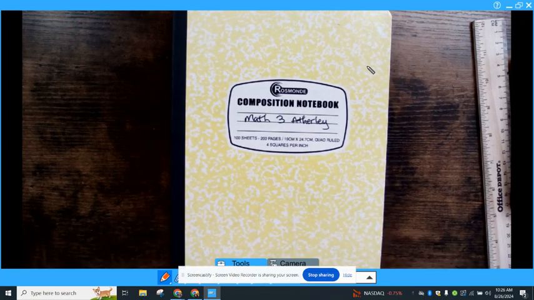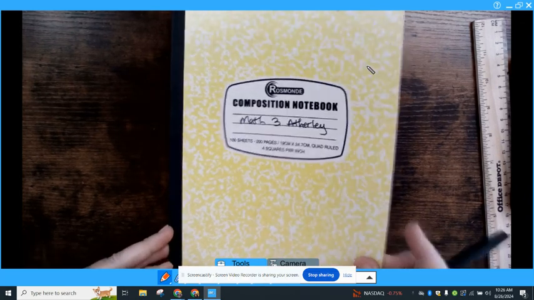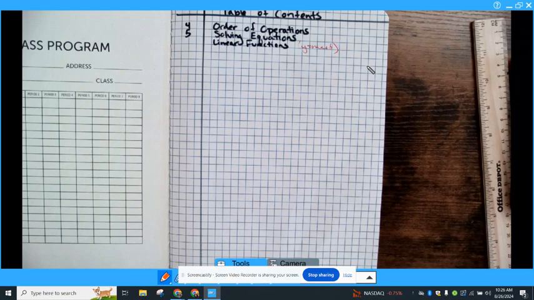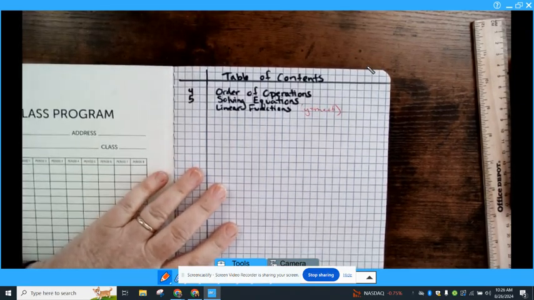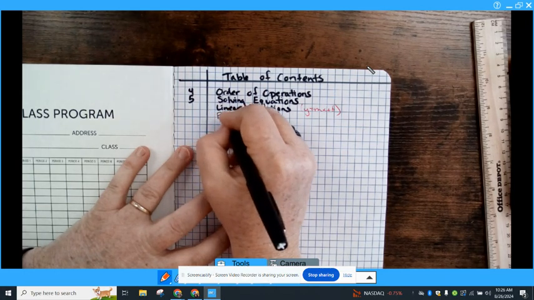Okay, guys, math 3 notes. Go ahead and go to your table of contents. Today we are going to do parallel and perpendicular lines.